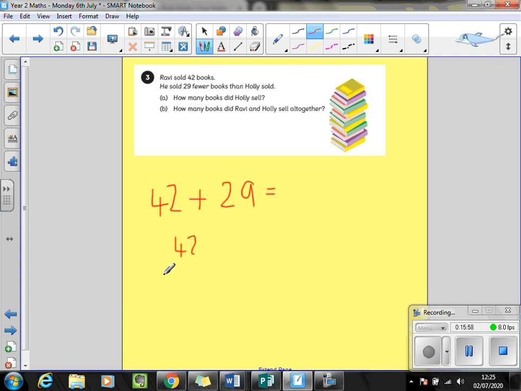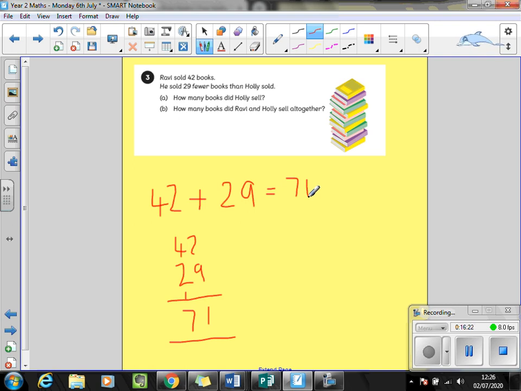Okay, nice and easy, nice and simple. 42, add 29, start with the ones column, 9 add 2 is 11, so put the 1 and carry the 10 across. 40 add 20 is 60, add 10 more is 70, answer is 71. Holly sold 71 books altogether.